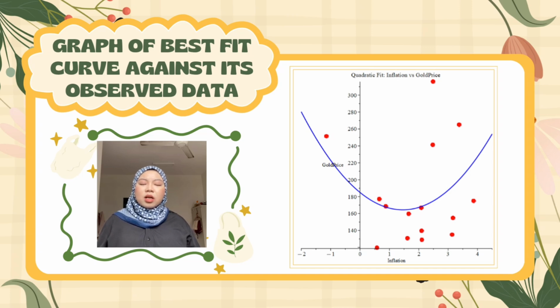Visually, many data points are closer to the blue quadratic curve, suggesting a better fit than the linear model. This implies that the quadratic model is more effective in capturing the real-world behavior of gold prices in response to inflation. This model provides better flexibility and realism in describing the relationship and proves that nonlinear models can often be more suitable when modeling complex economic variables.